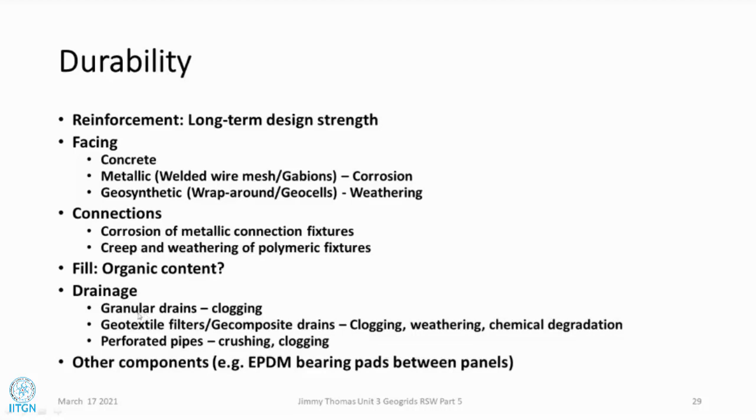Drainage, we may use granular drains. So we have to ensure that it will not get clogged during its life. That means for a granular drain, either we have to have a filter or we have to ensure that the gradation satisfies the filter criteria. We may use geotextile filters or geocomposite drains. So again, we have to ensure that it will not get clogged. Weathering or chemical degradation.